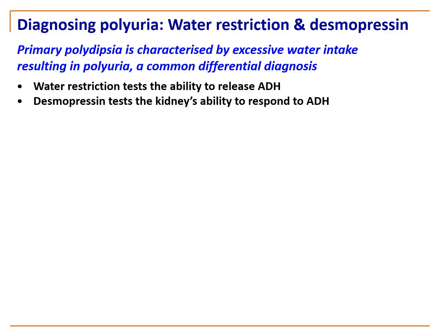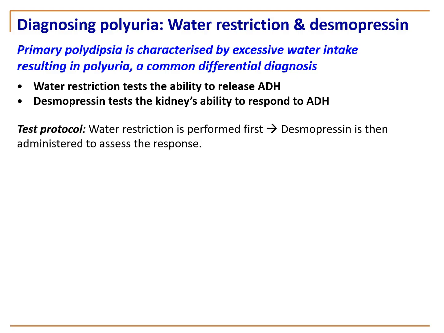So what's the actual test protocol? First of all, we water restrict. Water restriction tests the ability of the patient to release ADH. In other words, can the patient release ADH? Desmopressin, the next step in the test, asks: can the kidney respond to synthetic ADH? So are the kidneys actually working? Like I said, water restriction is performed first, then desmopressin is administered to assess the response to synthetic ADH.